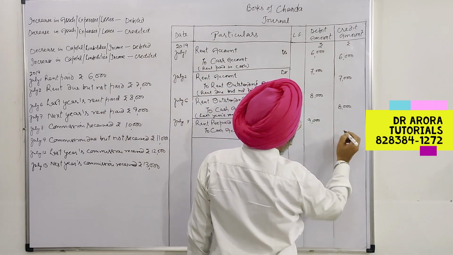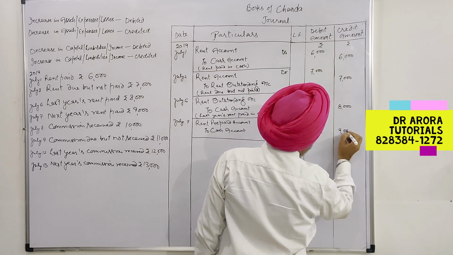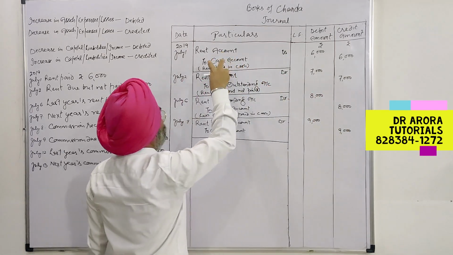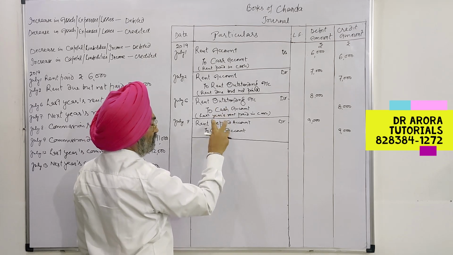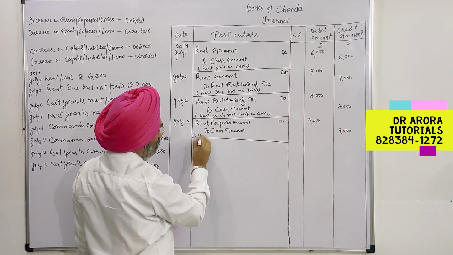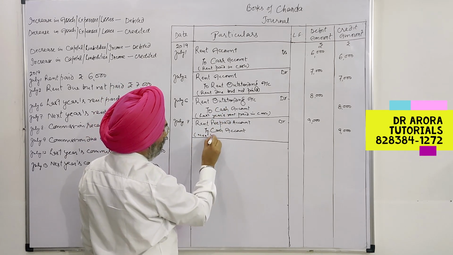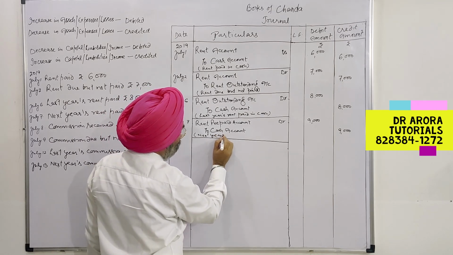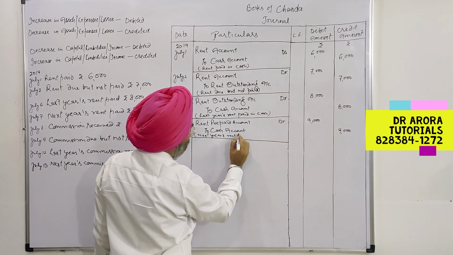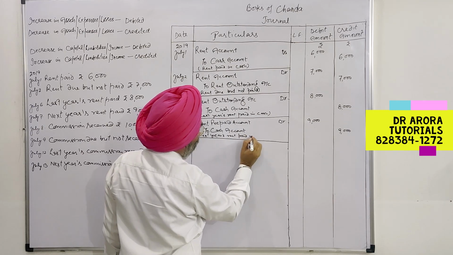So this distinction we wanted to make between current year's rent, last year's rent and next year's rent. So next year's rent paid in cash.